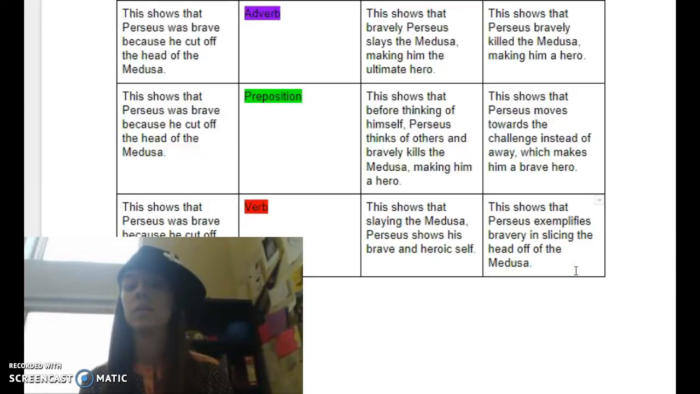And then the last one, I'm going to change the verb completely. So remember, I can't use the same one. I'm changing my verb. This shows that Perseus exemplifies bravery in slicing the head of the Medusa off. So I changed both verbs there to stronger ones. I know for me, slicing the head, that paints a picture in my head that I don't know if I like, but it paints a picture in my head, okay?